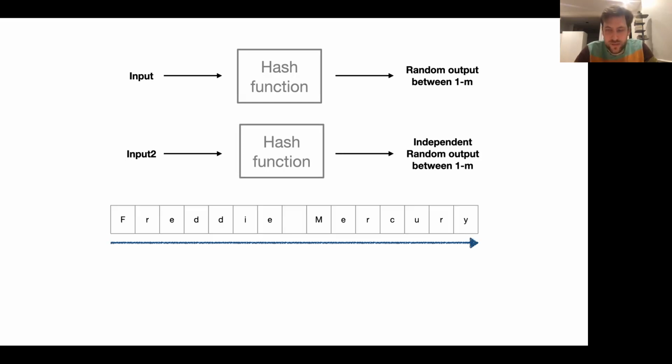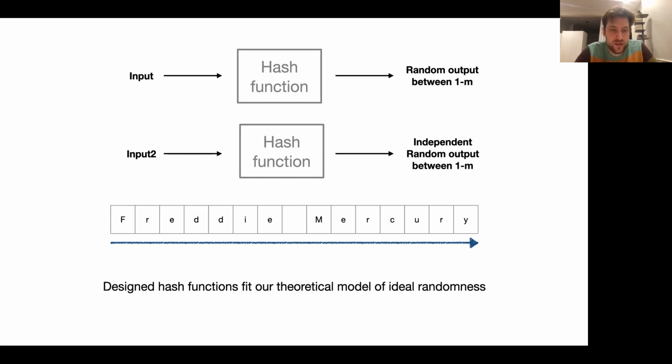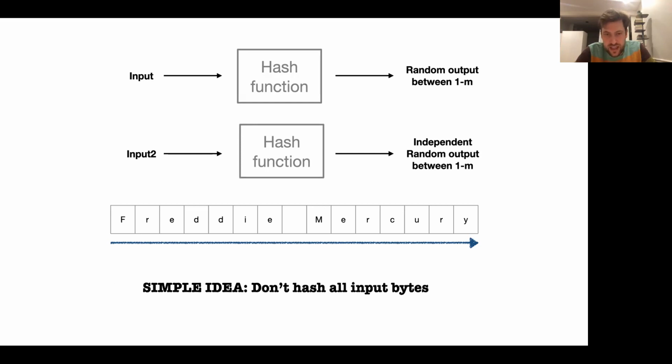And in order to make this model happen, hash functions go through every single byte of the input data and perform some complex algebraic manipulations, with the end result that the designed hash functions we have nowadays fit our theoretical model of ideal randomness extremely well. And a simple question we're going to ask is what happens if we don't hash all of our input bytes?